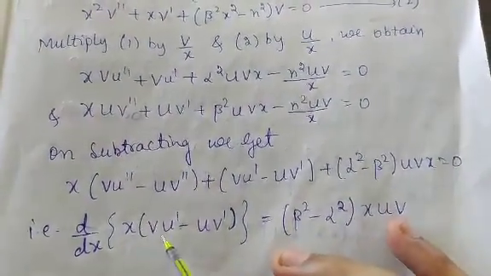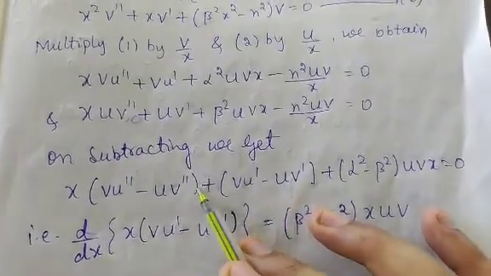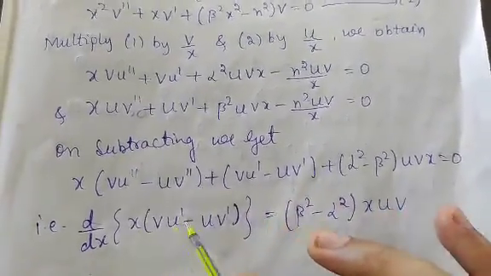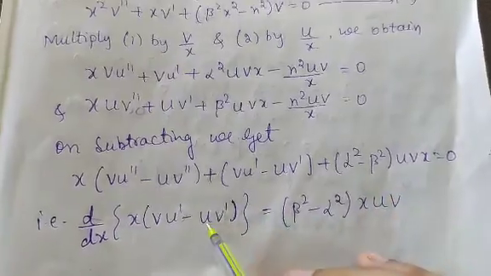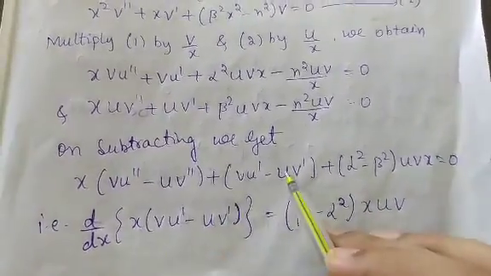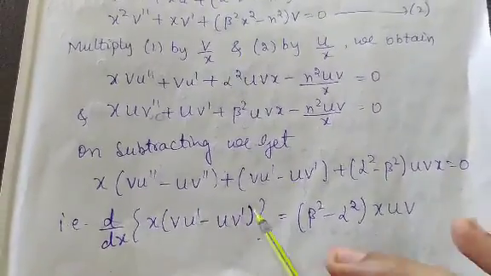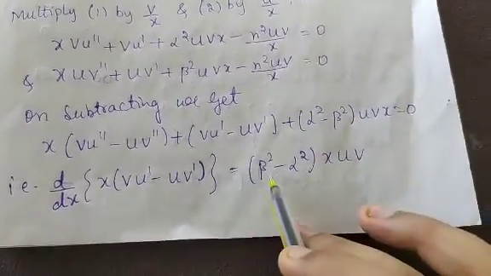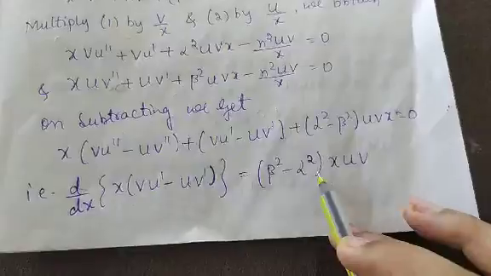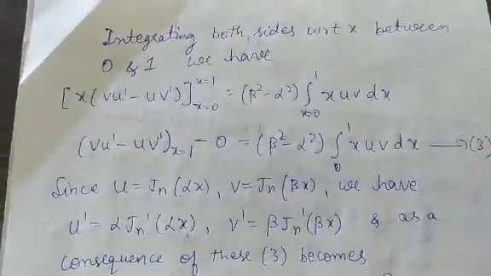So when you apply the product rule, you will get the same equation. First function as it is times differentiation of second function, plus second function as it is times differentiation of first function. So this equation can be written in terms of differentials as d by dx of this, and this I am sending to the RHS, which is nothing but (beta square minus alpha square) into x u v. What is the next step?